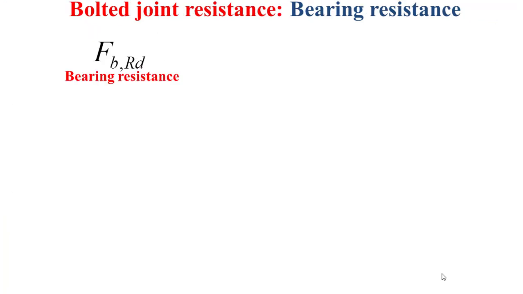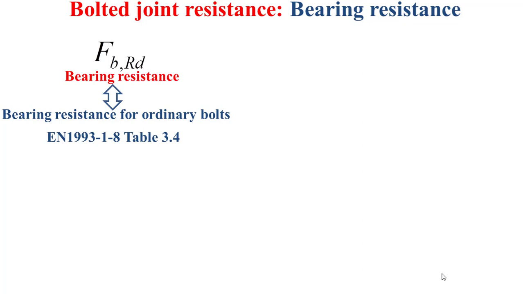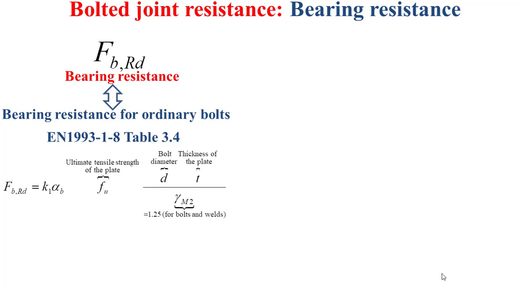Now, for the bearing resistance Fb,Rd, technically speaking, it's the bearing resistance for ordinary bolts. And based on the European Standards 1993-1-8, Table 3.4, the bearing resistance is determined as a coefficient k1 multiplied by another coefficient alpha b multiplied by the ultimate tensile strength of the plate fu multiplied by the bolt diameter d multiplied by the thickness of the plate t divided by gamma M2, which is equal to 1.25 for bolts and welds.